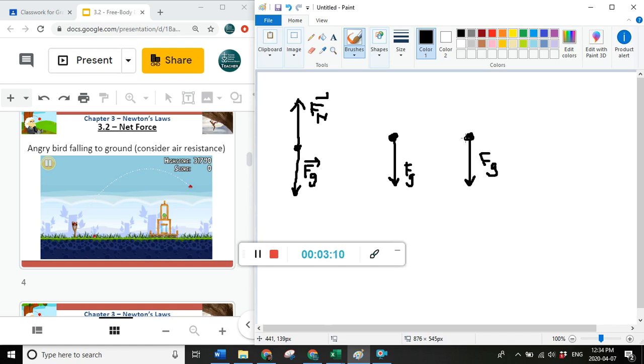for air resistance. Air resistance always goes in the direction fighting the direction of motion. So if the bird is going this way, then air resistance is fighting it. It's going back this way. Air resistance is also a very small force, so I'm going to draw it as a smaller arrow. And you can see the angle is approximate, and that's F air.